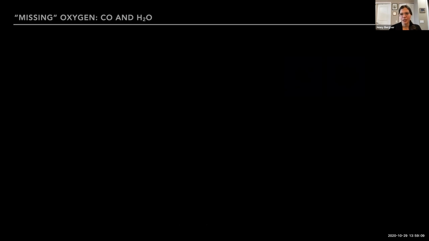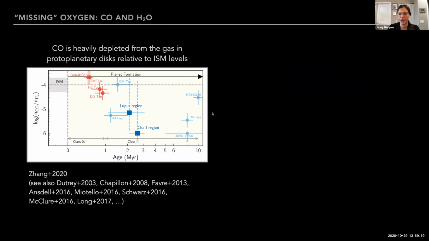So it happens that the surprisingly low oxygen content is not unique to methanol. It is also the case for other oxygen-bearing molecules. So in the case of CO, there are really decades of work going into studying this CO emission in disks. And here I'm showing a nice summary plot done by Coco Zhang in 2020, but this is also building on a lot of other works. So just to recognize that.